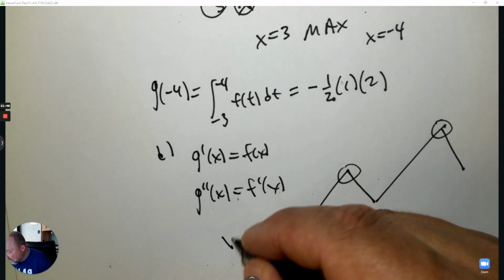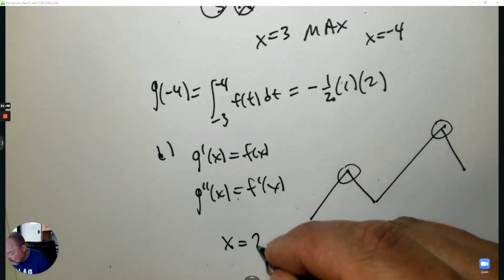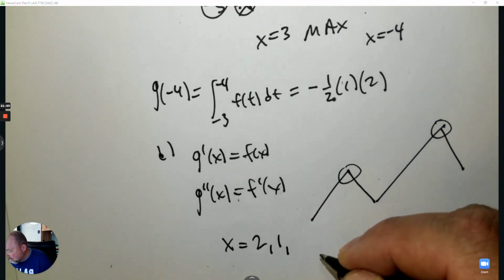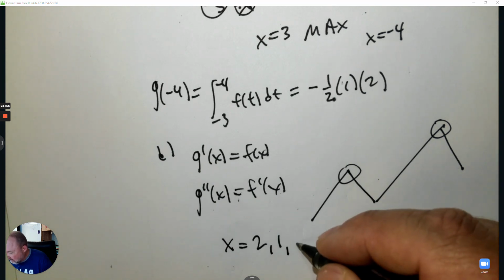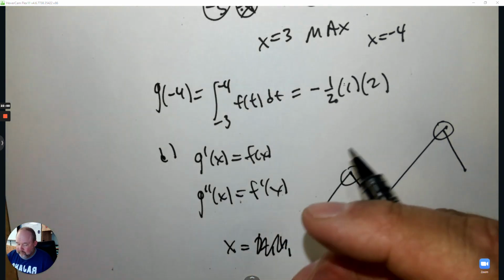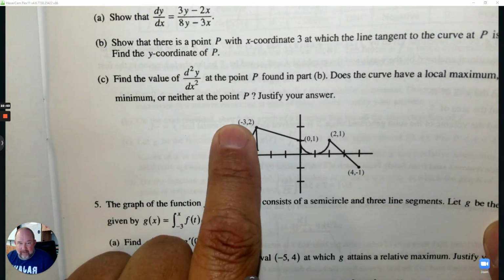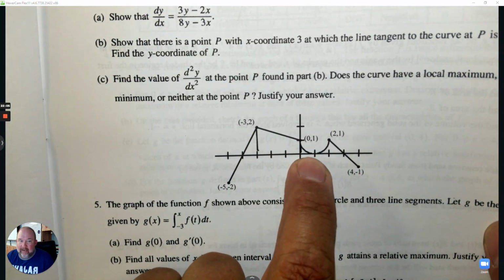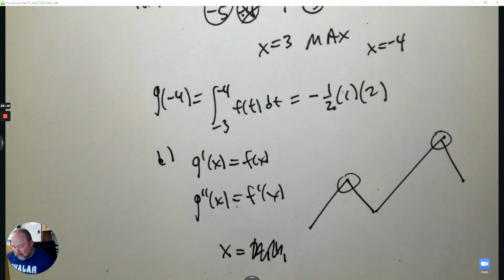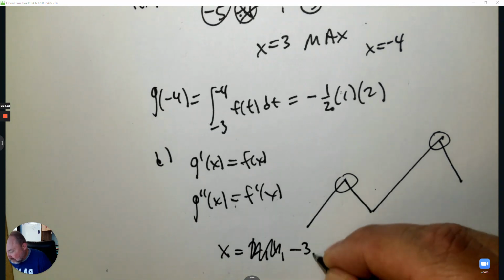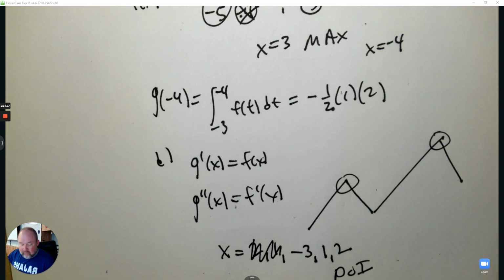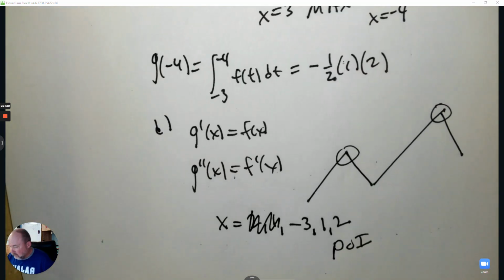So there's one at x equals 2. We have a turning point. We also have a turning point at 1. And we have another turning point again at, try it again. So we have a turning point at -3, another turning point at 1, and another turning point at 2. Those are the values. Let's see if I can write those down. -3, 1, and 2. Those are all points of inflection because those are all the turning points for the graph.